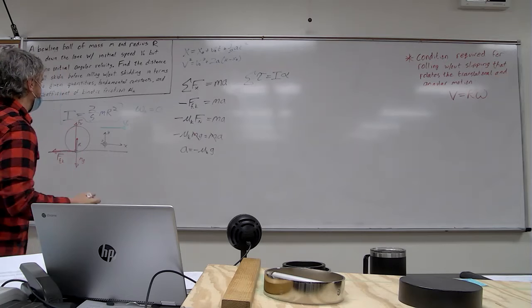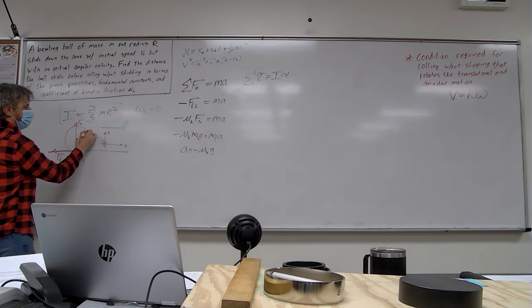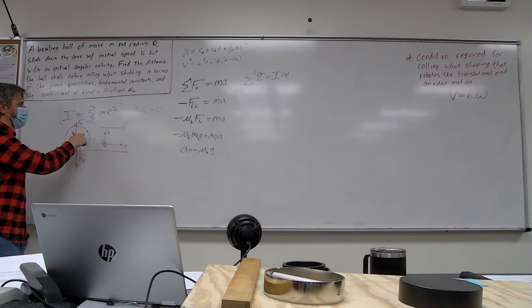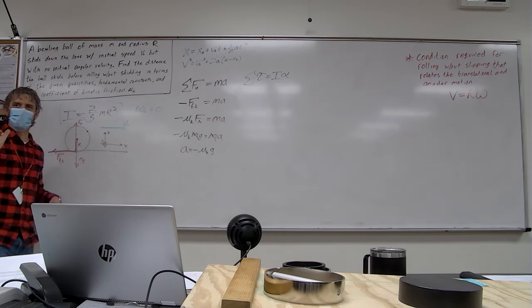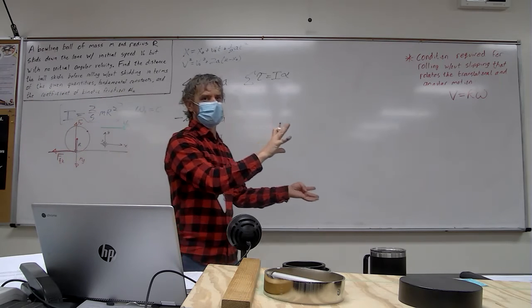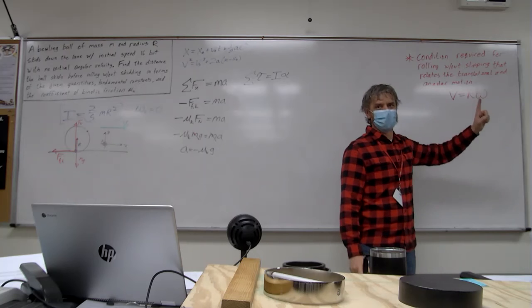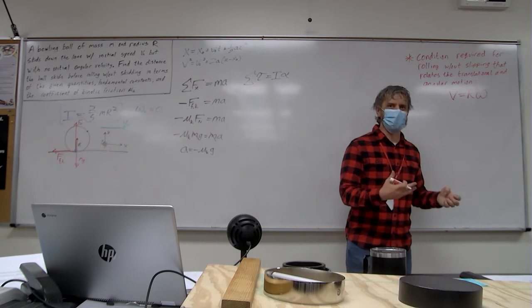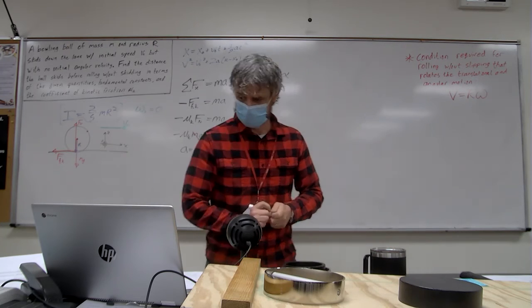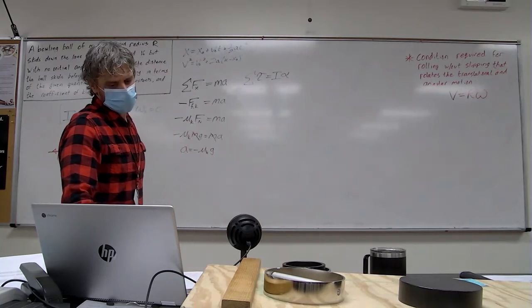Okay? That means that a point on the rim, as it moves, has the same velocity as the actual object that is as it's moving translationally. Okay? So this is the condition required in order to have rolling without slipping. Sorry, I should have started with that.